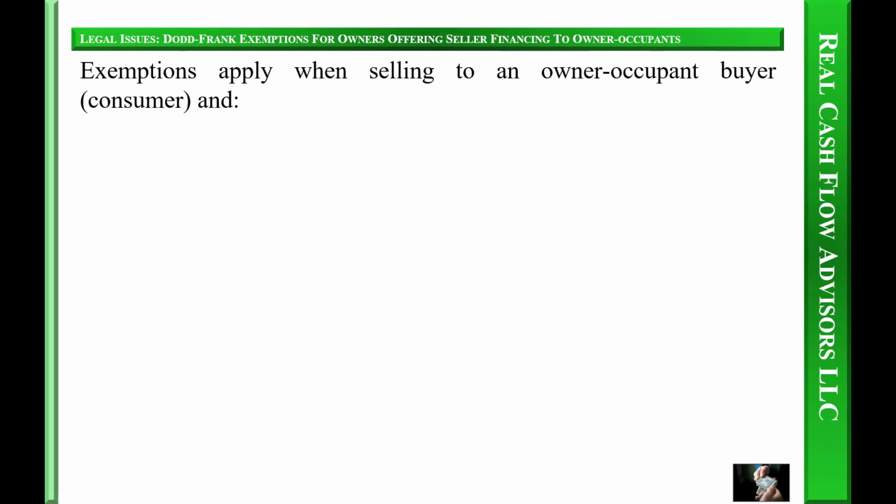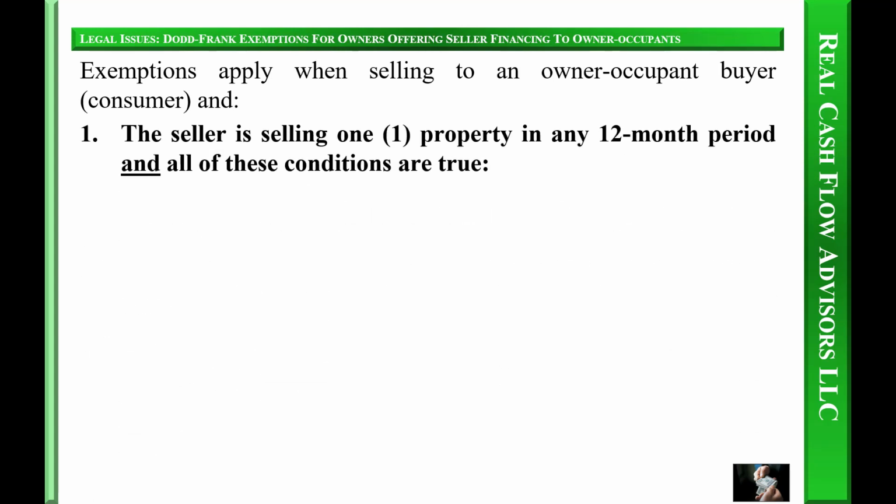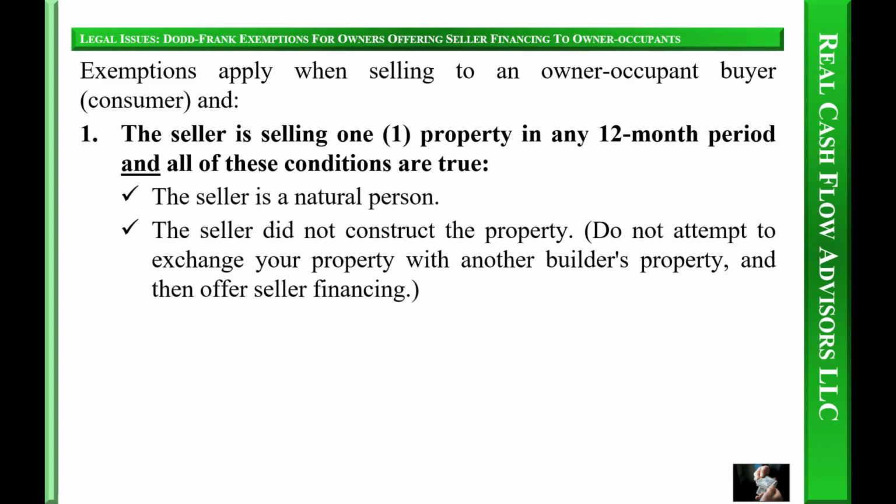Dodd-Frank exemptions for owners offering seller financing to owner-occupants. Exemptions apply when selling to an owner-occupant buyer, a consumer, and number 1, the seller is selling one property in any 12-month period, and all of these conditions are true. The seller is a natural person. The seller did not construct the property. Do not attempt to exchange your property with another builder's property and then offer seller financing.